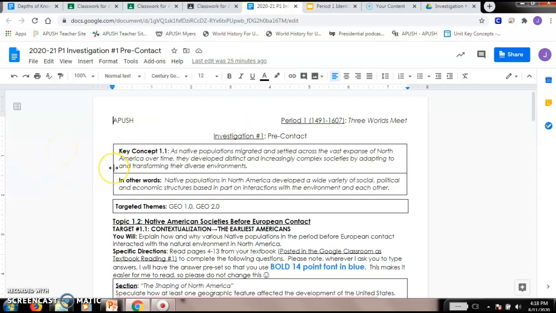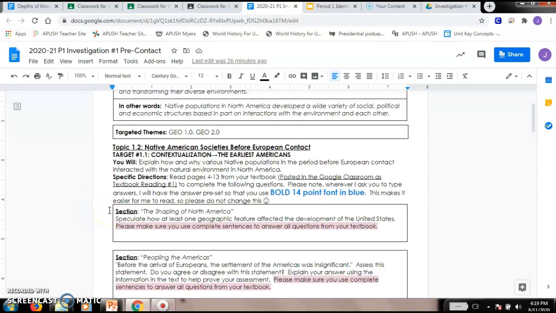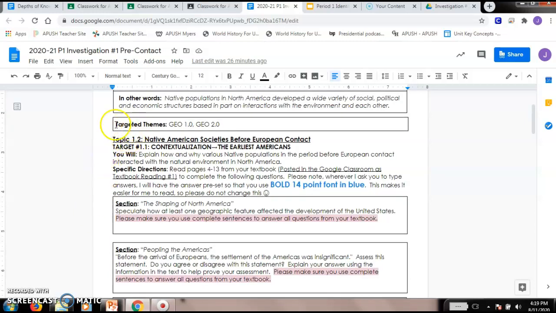Now the key concept comes from the College Board, from what's called the CED, the course exam description. Read through that. I'm not going to do that with you right now because you will look at this on your own. I also try to break it down in a little bit more user-friendly language. And then down here, I've got the themes. We're going to be coming back to these themes more as time goes on, so just note what themes it's going to be addressing. In this case, it's Geography 1.0 and 2.0.